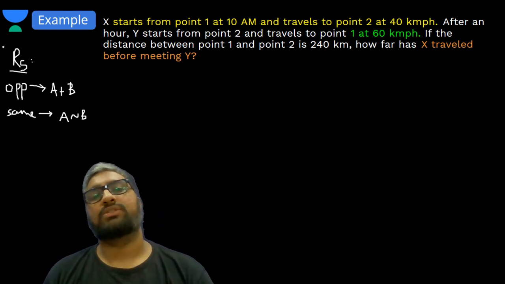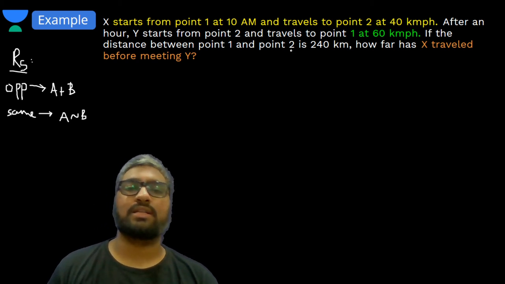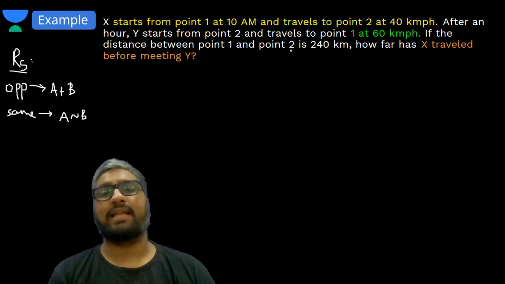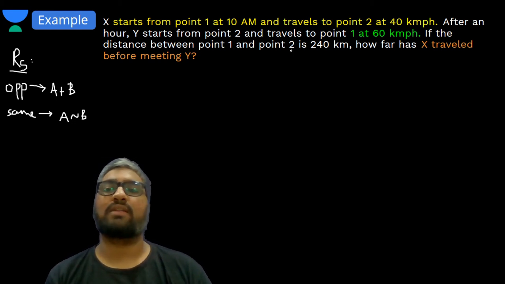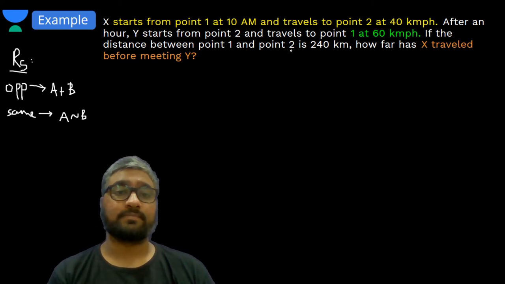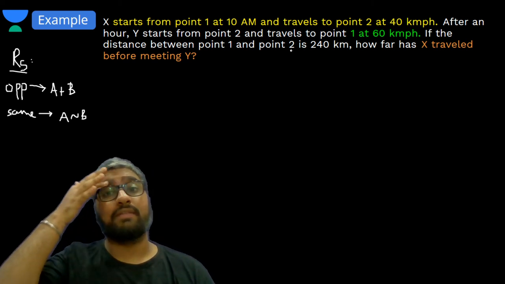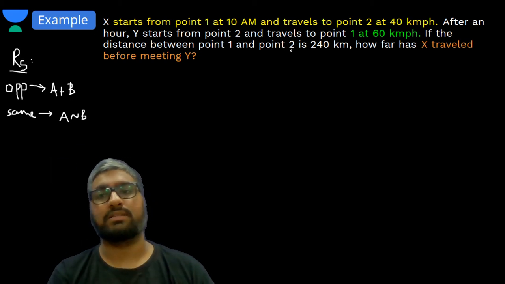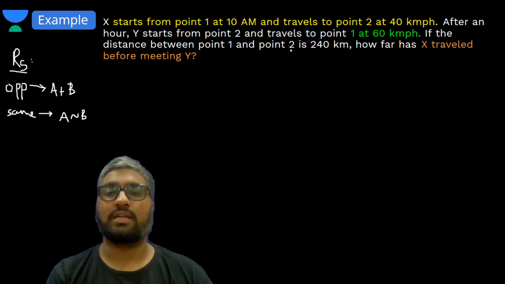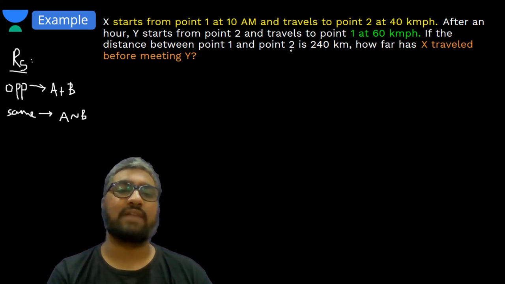Okay. So read this question and tell me if you've understood this, right? The question says X starts from point 1 at 10 a.m. and travels to point 2 at 40 kilometers per hour. After an hour, Y starts from point 2 and travels to point 1 at 60 kilometers per hour. If the distance between point 1 and point 2 is 240 kilometers, how far has X traveled before meeting Y?